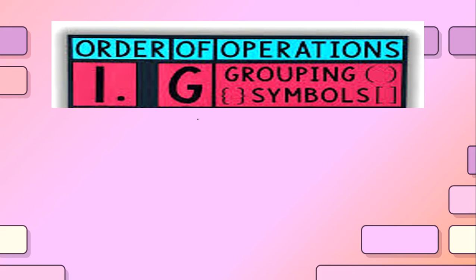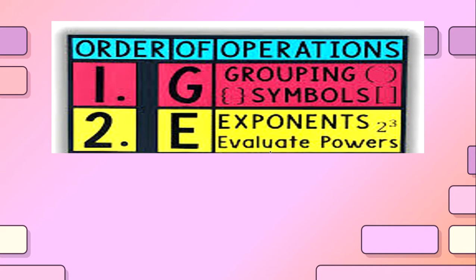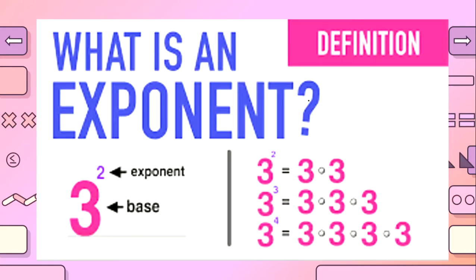Second, we have what we call the exponent. Meaning, we have to evaluate the powers whenever we encounter them in a given equation, after simplifying the one inside the grouping symbol. So let's have a discussion on what an exponent is. What is the definition of exponent? The exponent tells us how many times the base is being multiplied by itself.